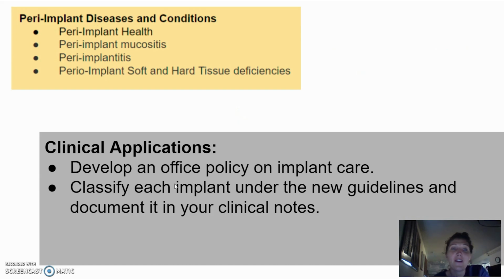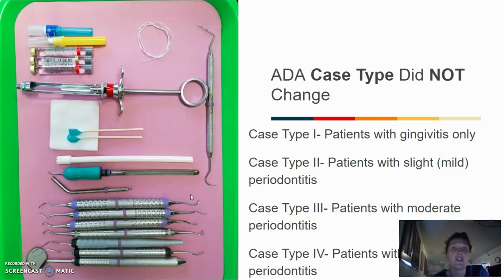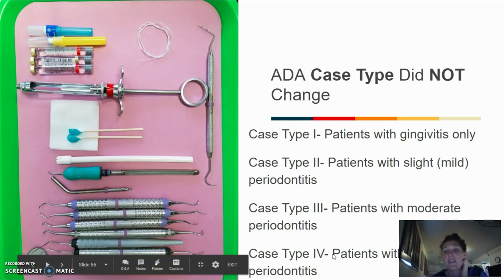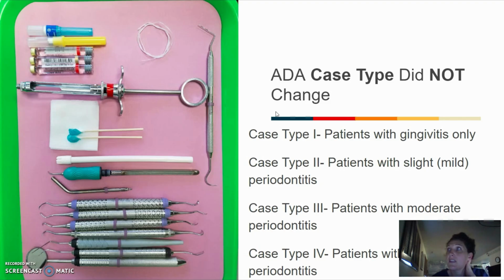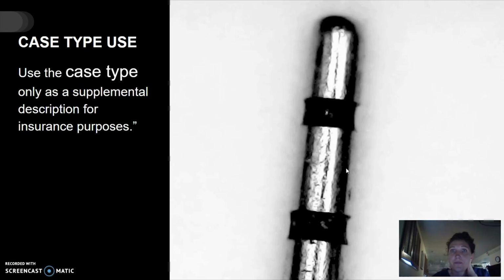Develop a policy with your office, classify them underneath the new guidelines, and put that in your notes or clinical applications there. If you remember from school, ADA case type is different from AAP case type; this is mainly used for insurance. So type 1 is gingivitis only, type 2 is slight periodontitis, type 3 is moderate, type 4 is severe. So I still write down my ADA classification in my notes for insurance purposes, but now I'm adding on these new AAP classifications as well.